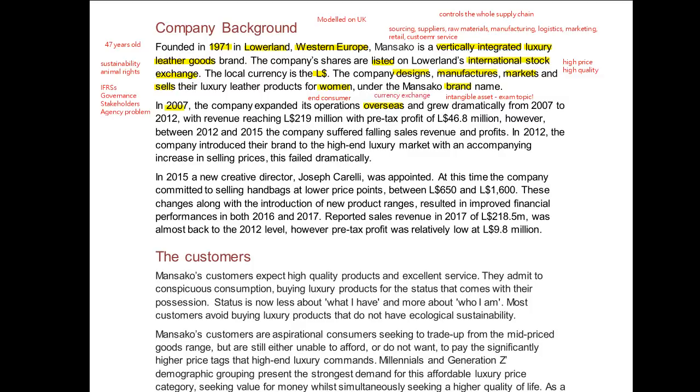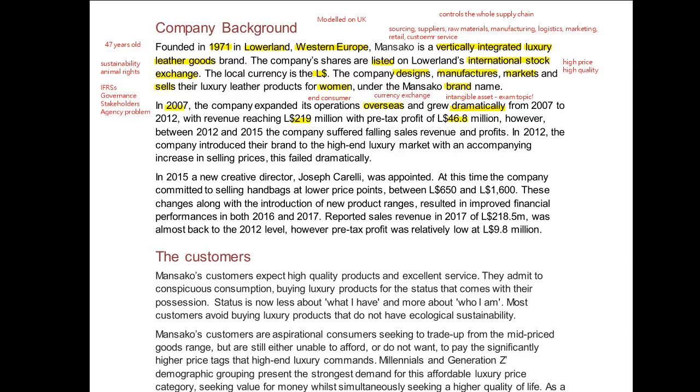So there's another F1 topic for you. That's part of F1, the Foreign Exchange International Reporting Standard. So again, we've got an overseas company. It might be relevant here, it might not be. So they expanded overseas in 2007, about 10 years ago, and they grew dramatically from then to 2012. So for 5 years after their expansion overseas, they grew dramatically is the word used. So a dramatic grow over 5 years, with revenues reaching $219 million and a pre-tax profit of $46.8 million.